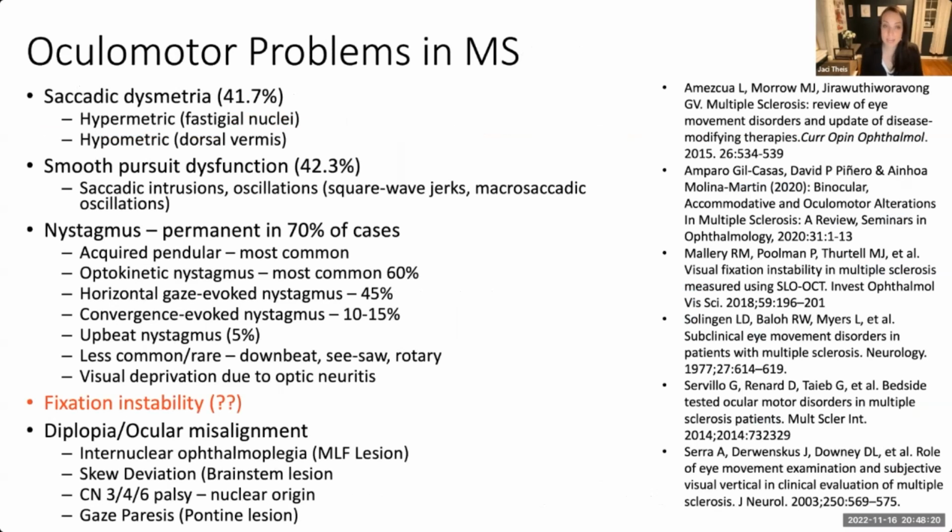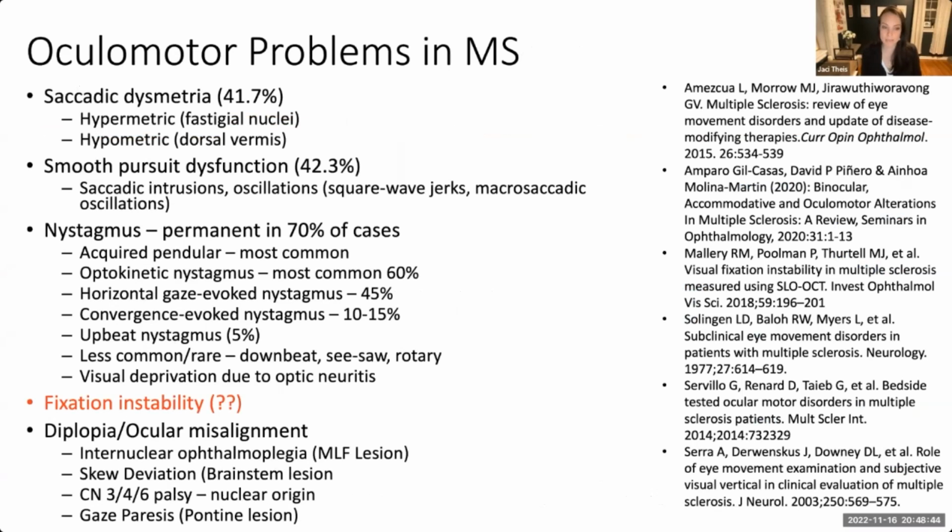When we look at the types of ocular motor problems in MS, there are a lot of good statistics: 40% are going to have problems with saccades and smooth pursuits, and 70% are going to have nystagmus of different types. And they say fixational instability, but there's really no current data on how many patients with MS have fixational instability. We just know it's common in them, but not how common. So again, all things that are going to come with time.